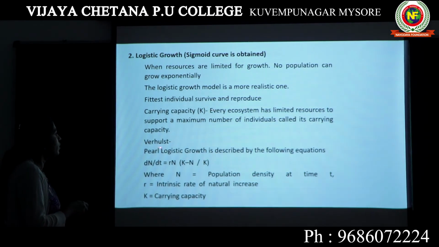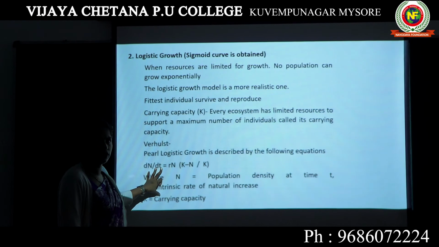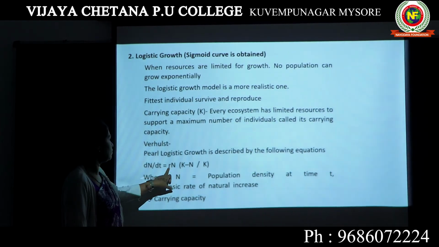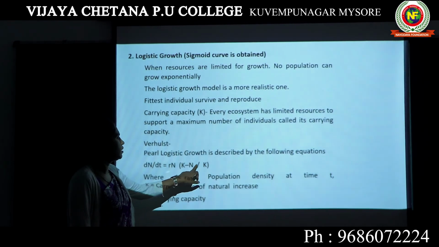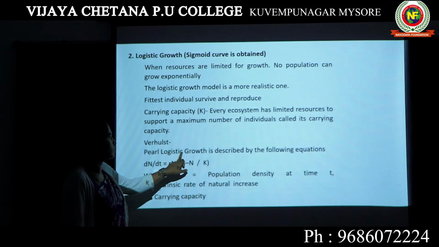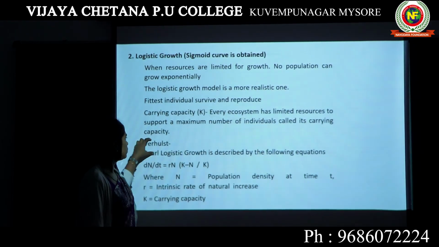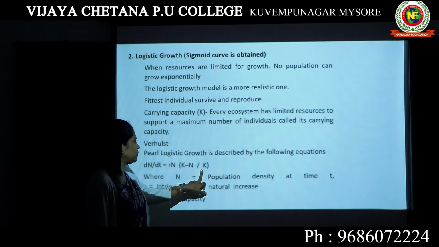Now, this is the logistic growth equation. The equation is the same as your exponential growth equation, dN by dt is equal to rN. However, here there is an addition, K minus N divided by K. It is known as the Verhulst-Pearl logistic growth equation.